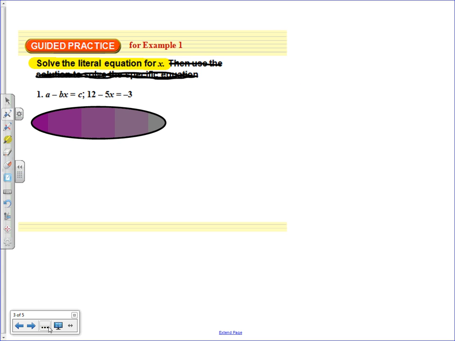So our first example goes along with your book on page 127, this example, and it says solve the literal equation. I've marked out the rest of the directions. I don't want you doing the rest. I want you to just be able to solve the literal equation for x. So what I'm asking you to do, again highlighted, we have a minus bx equals c. We want to solve this for x. We want it to be x equals.